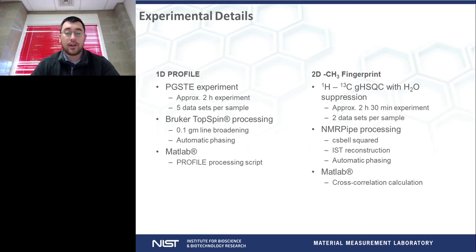With respect to the 2D data, we collected gradient HSQCs with water suppression. Each of these experiments took about 2.5 hours, and we collected 2 data sets per sample. The processing was then performed in NMRPipe with cosine bell squared apodization. And since these experiments typically take fairly long to do, we acquired at 50% non-uniform sampling. So we used IST reconstruction and some automatic phasing, and then did cross-correlation analysis in MATLAB.